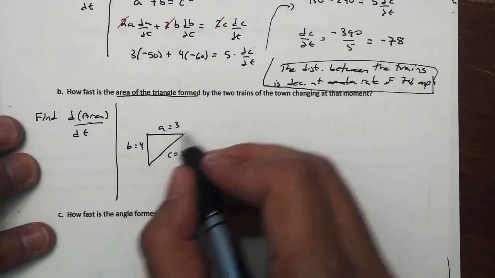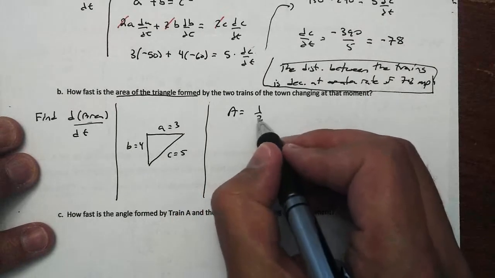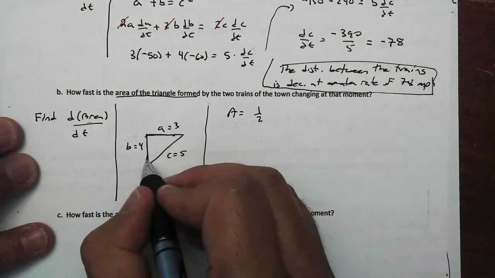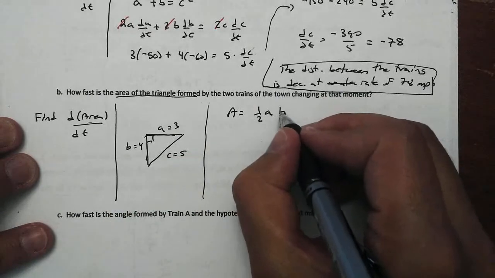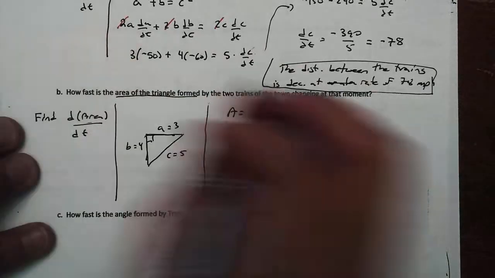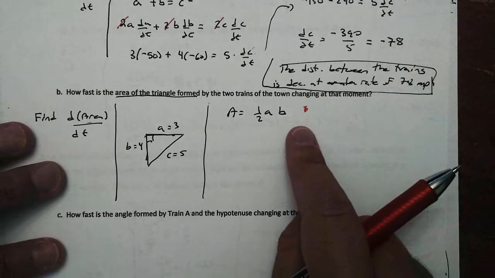Well, how do you find the change in the area of a triangle? Well, area itself is 1/2 the base times the height of our triangle. Look for that right angle. So it's 1/2 A times B. Now, we haven't done one like this before. This is a new one for us, so I want you all to pay attention.